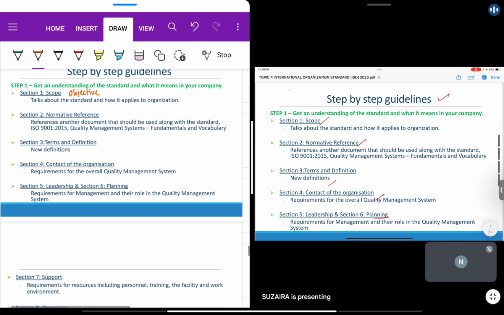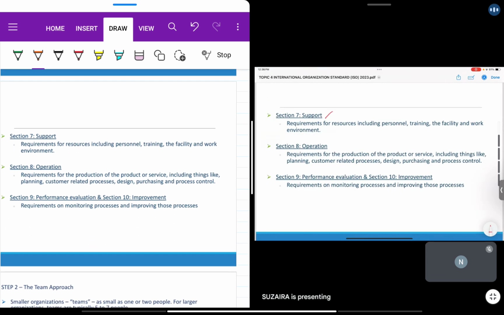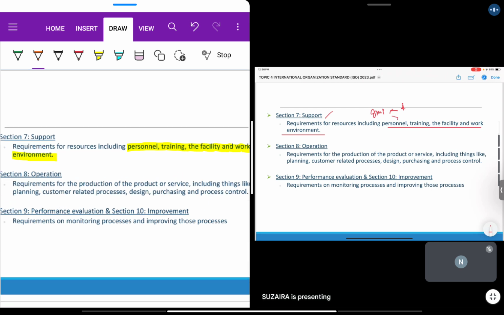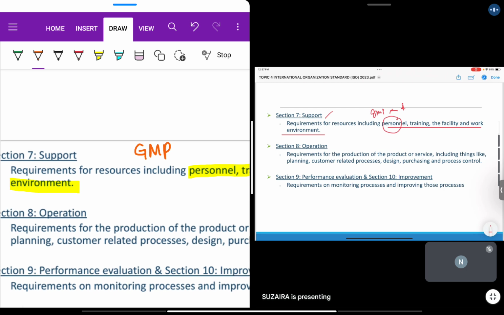Okay, those are the requirements where we have a top management role, an employee role, and then a section 7 for support requirements, including personnel, training, facilities, and work environment. So these are the support. More towards, if you talk about GMP, how this standard supports the employee, providing facilities, sanitary operation, changing room, toilets. That one will be under support.